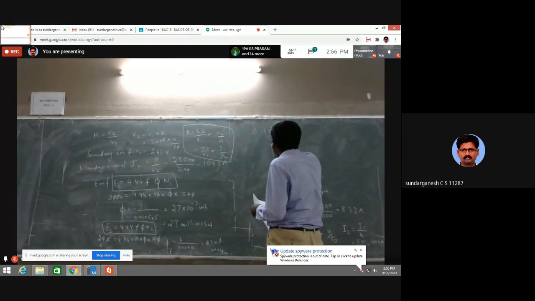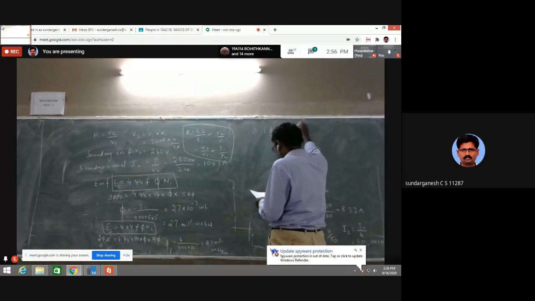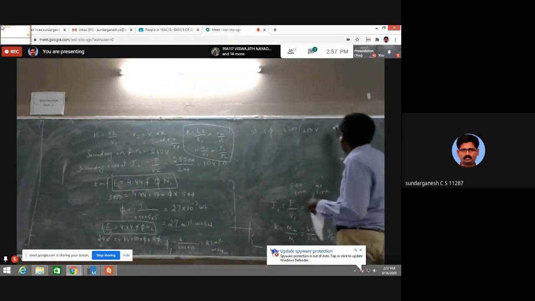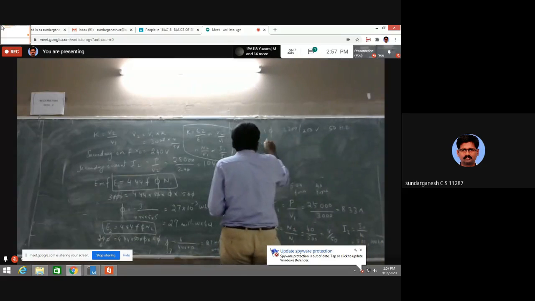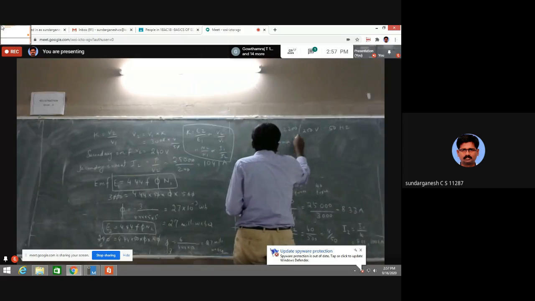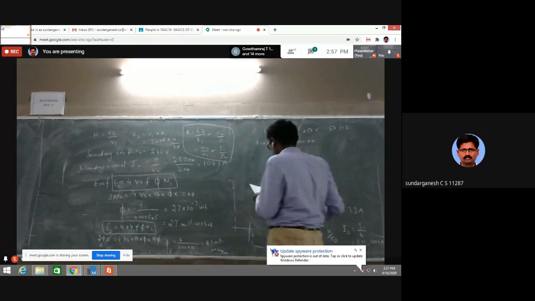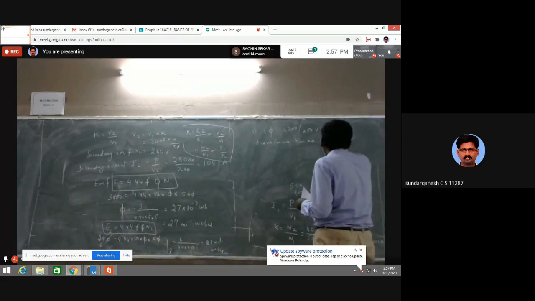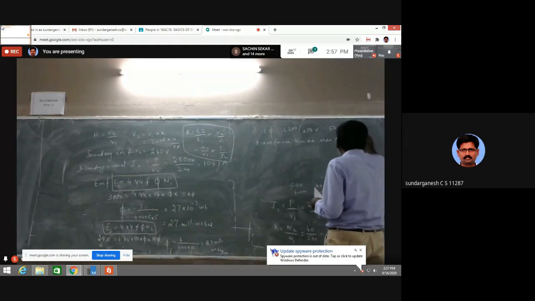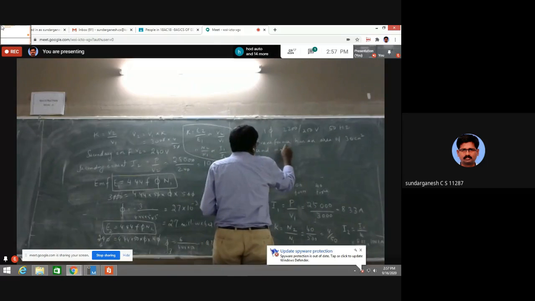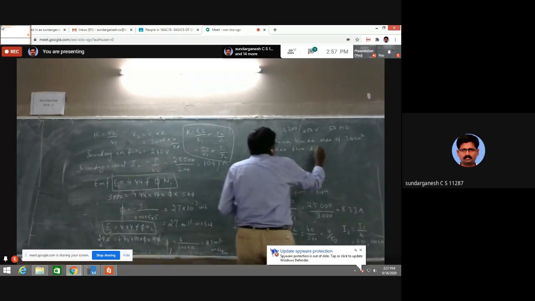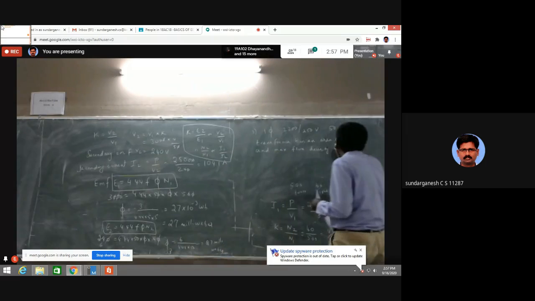A single phase 2200 by 250 volt, 50 hertz transformer has an area of 36 centimeter square, and maximum flux density is 6 Weber per meter square.